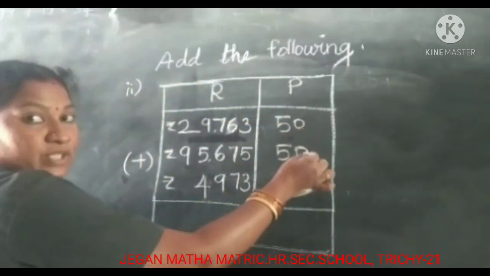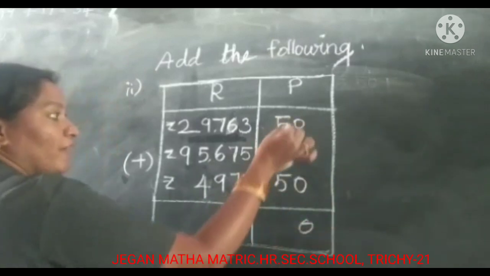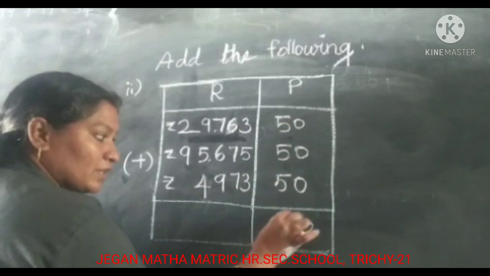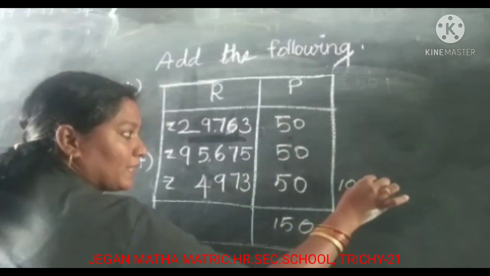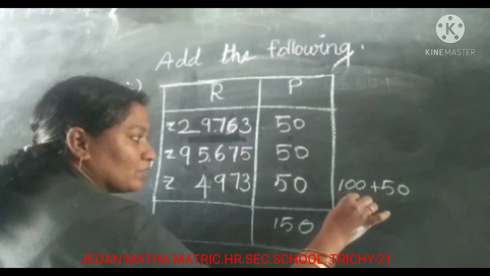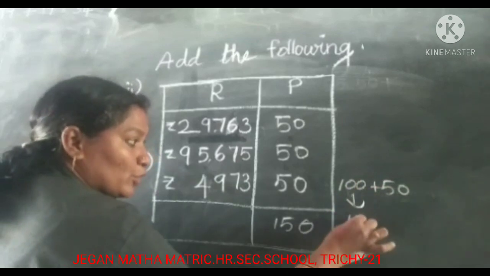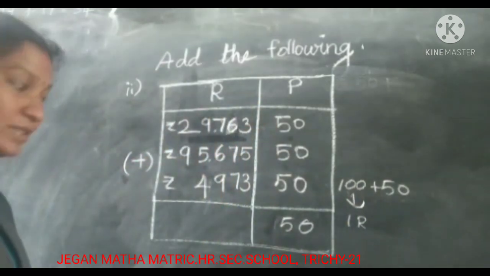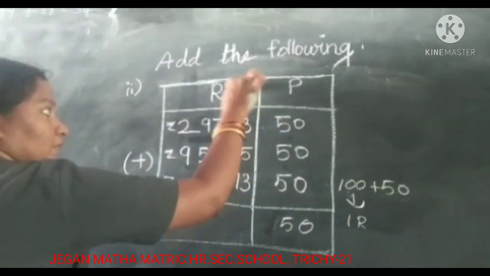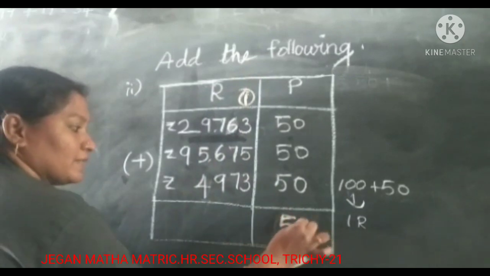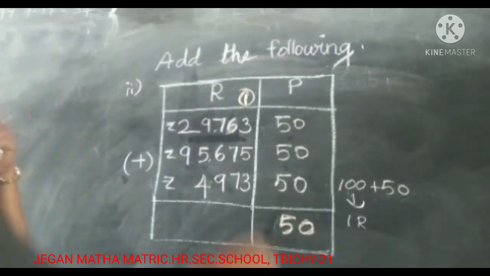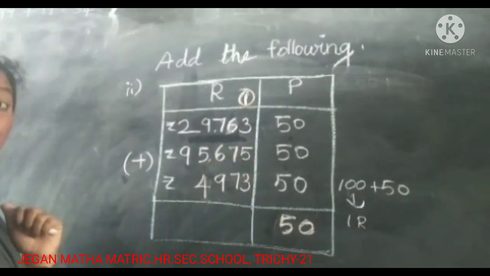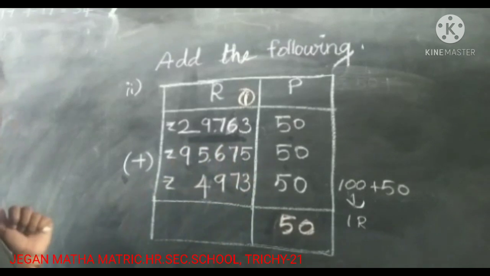So 0 plus 0 plus 0 is 0. 5 plus 5 is 10. 10 plus 5 is 15. So 150 paise, which is 100 paise plus 50 paise. This 100 paise is converted to 1 rupee. So this 1 rupee is carried over to the rupee side, and 50 paise remains. Clear? Then 1 plus 3 is 4. 4 plus 5 is 9. 9 plus 3 is 12.